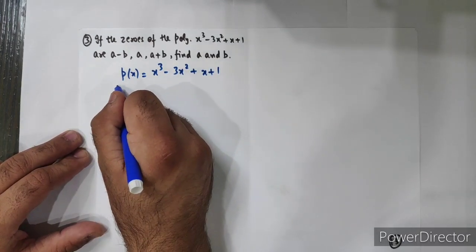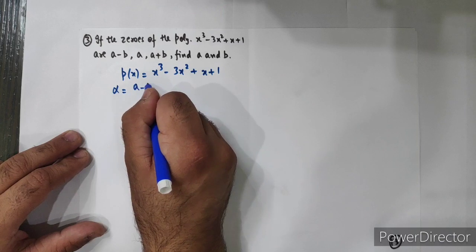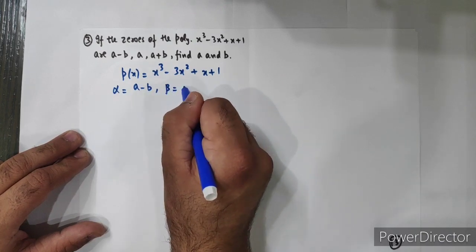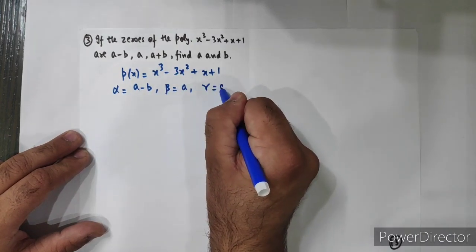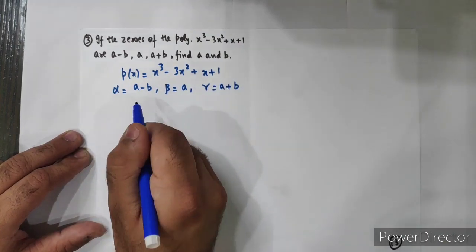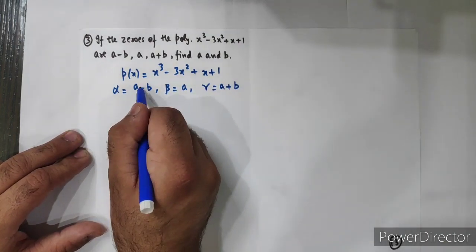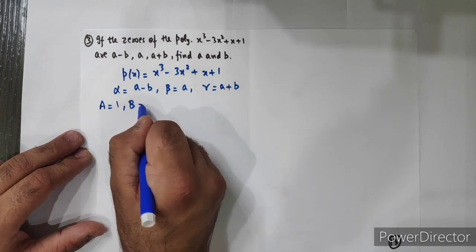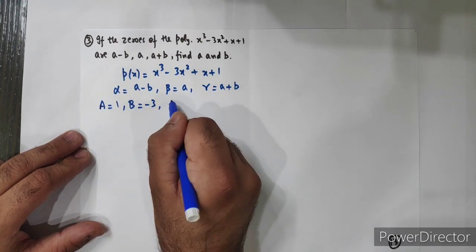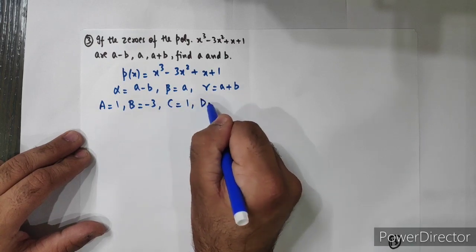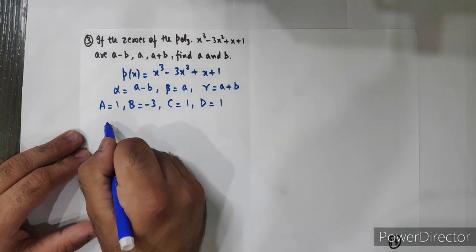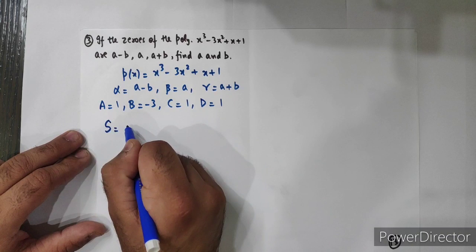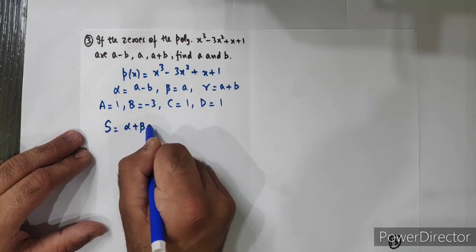So the zeros are given by alpha is a minus b, beta is a, and gamma is a plus b. Let us denote the coefficients by capital letters, because small letters are appearing here. So capital letters: A is 1, B is minus 3, C is 1, and D is also 1. Let us first find the sum. What will be the sum here? Alpha plus beta plus gamma.